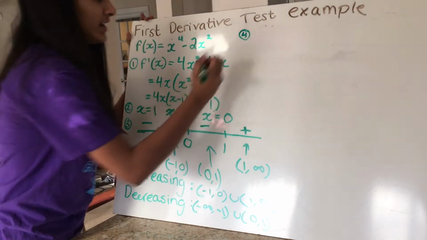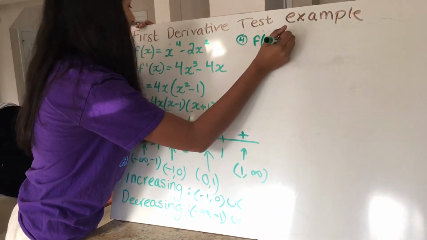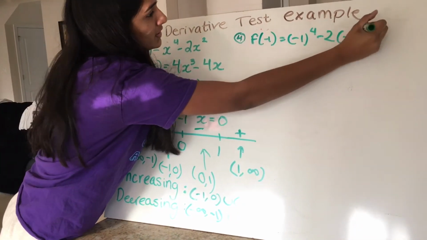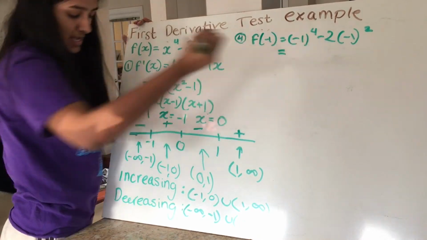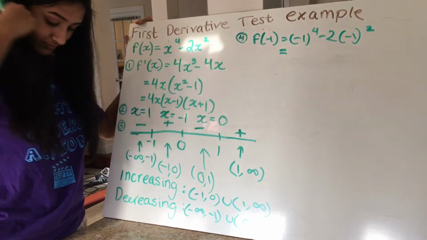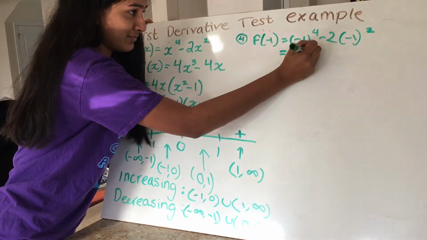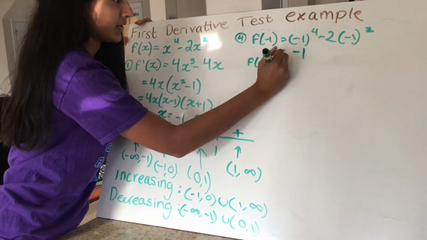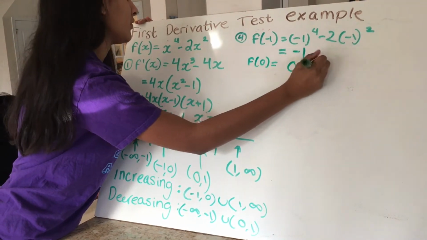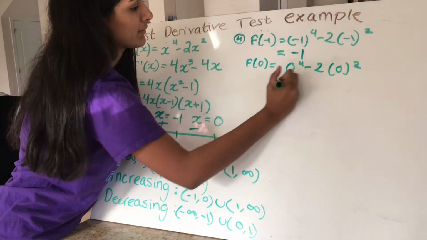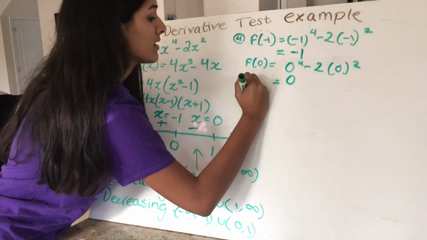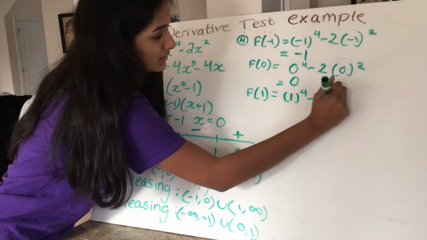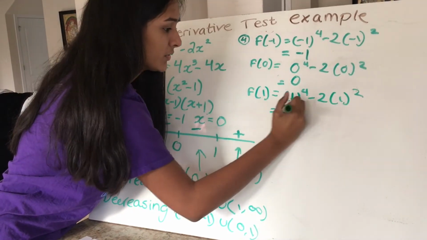So let's start with -1. So f of -1 equals -1 to the power of 4 minus 2 times -1 to the power of 2. And this equals -1. Then we have f of 0 is equal to 0 to the power of 4 minus 2 times 0 squared, which is just 0. And then f of 1, which is 1 to the power of 4 minus 2, which is -1.